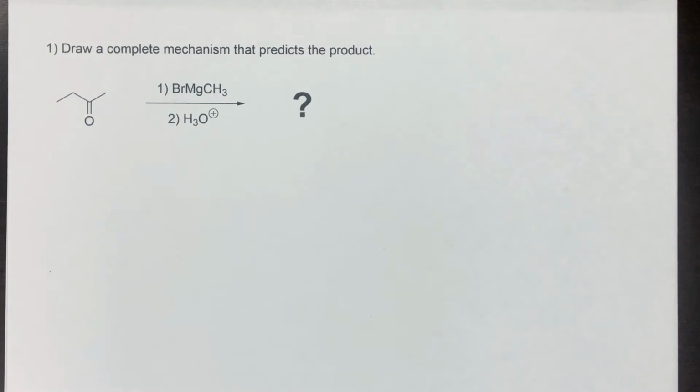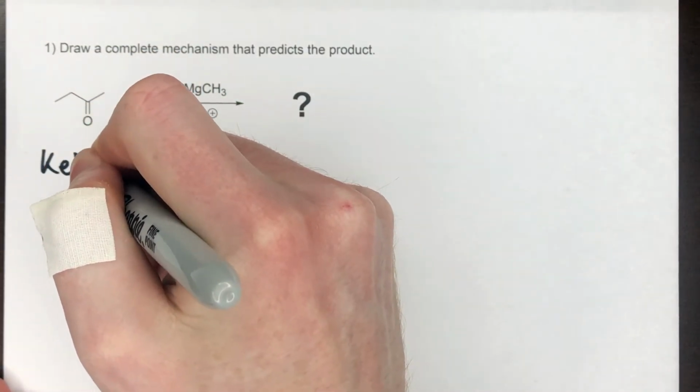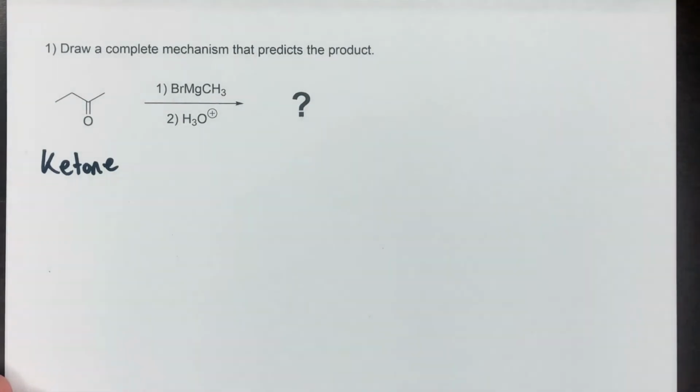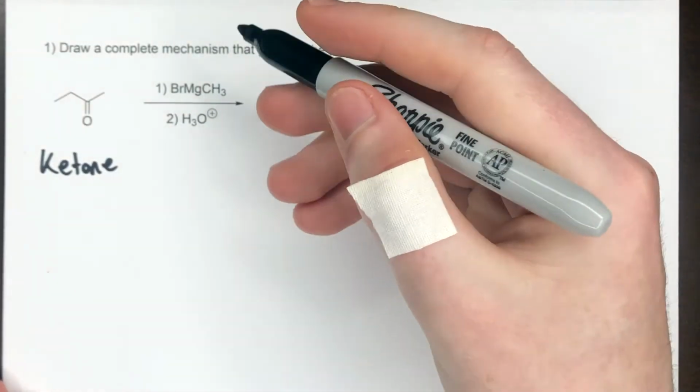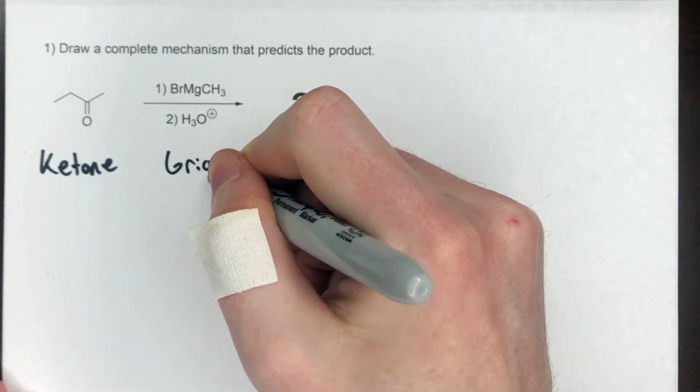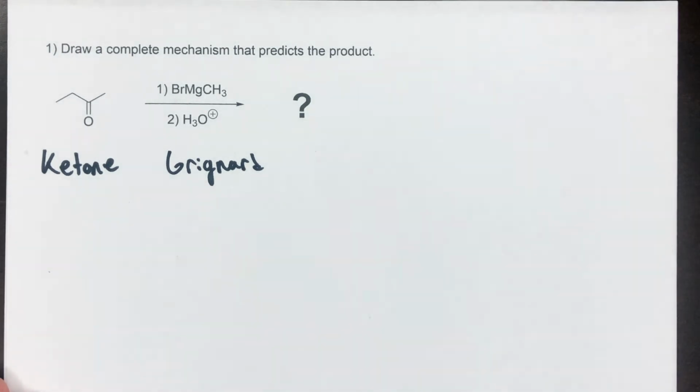So our question here is: draw a complete mechanism that predicts the product. We have a carbonyl species here, it's specifically a ketone. We know that because we have two R groups on either side of the carbonyl. Now we have to consider what our reagents are. Well, this is a Grignard, and we know that because of the magnesium bromide complex here.